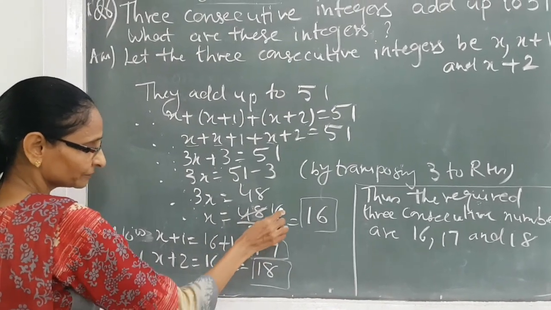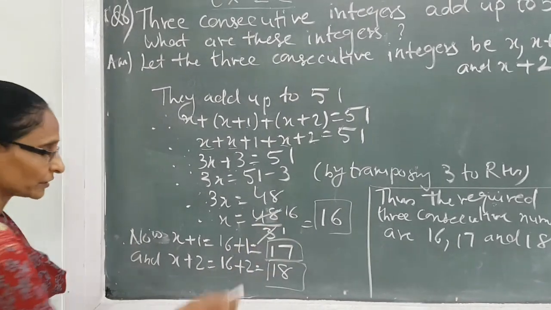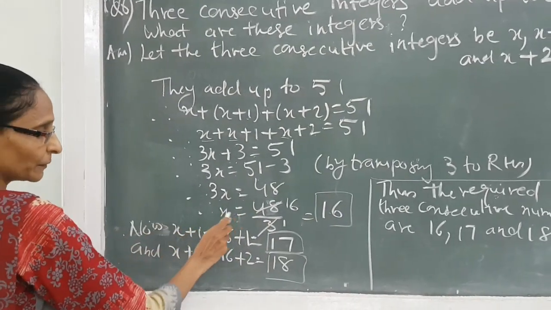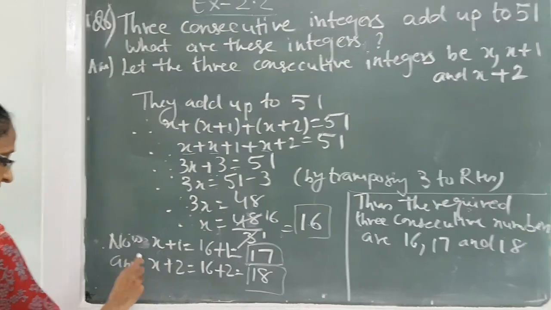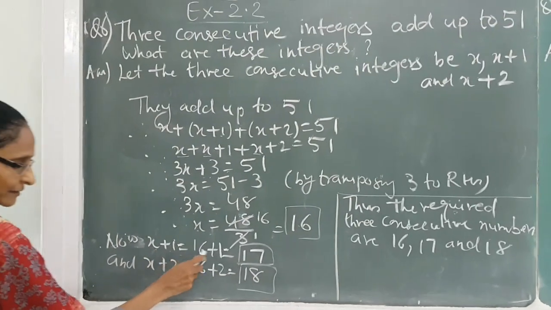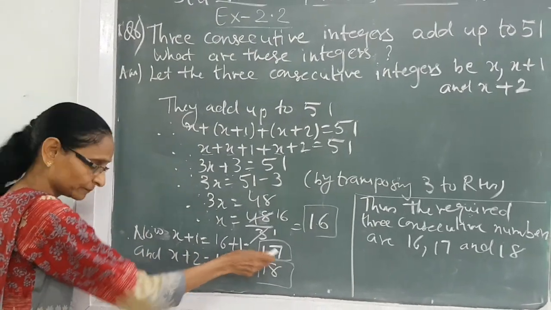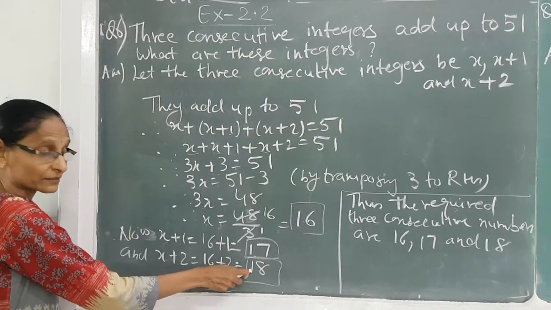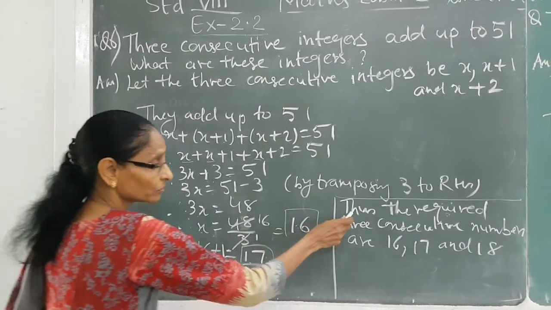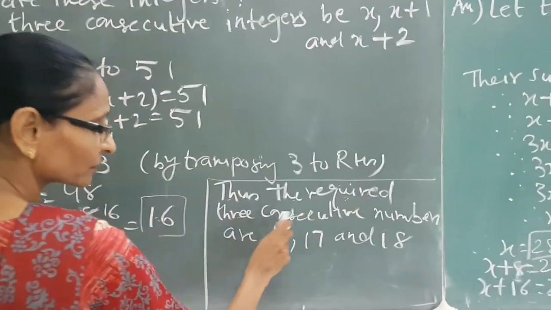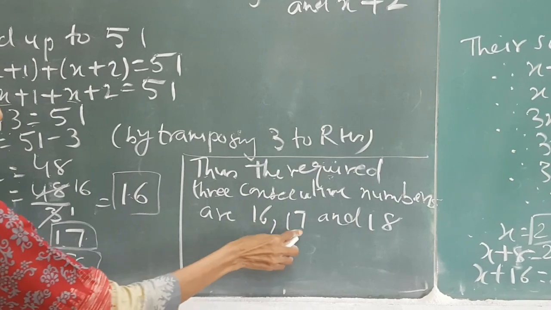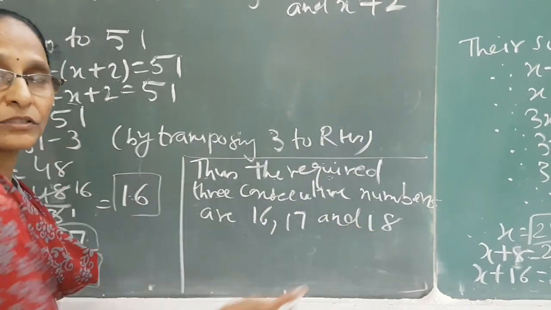So 3 sixteens are 48. So x is equal to 16. Therefore, the first term x is 16. The second term is x plus 1, that is 16 plus 1, 17. The third term x plus 2, that is 16 plus 2, is 18. Thus the required 3 consecutive numbers are 16, 17 and 18.